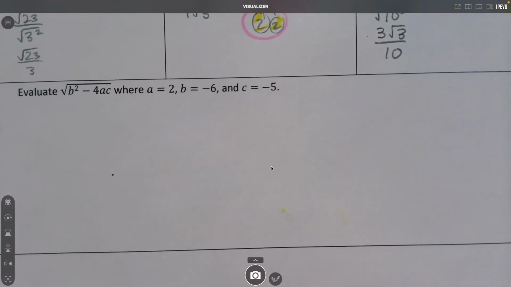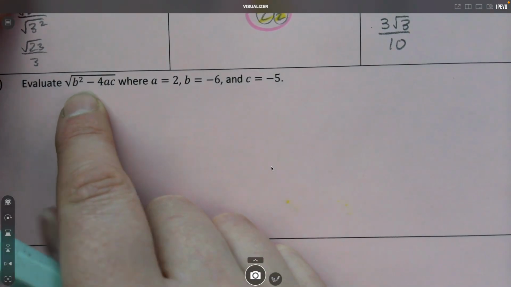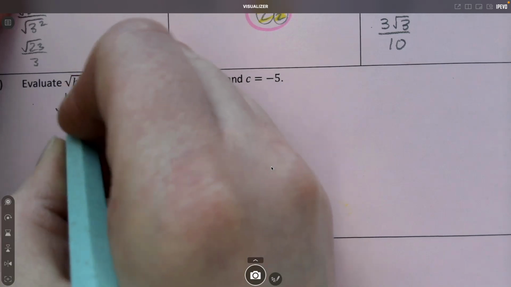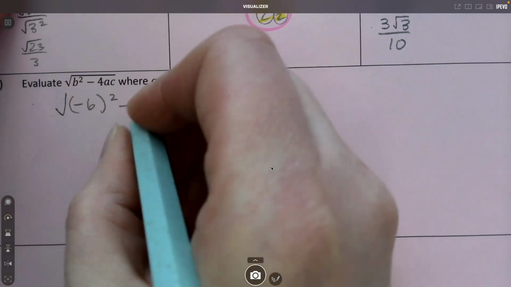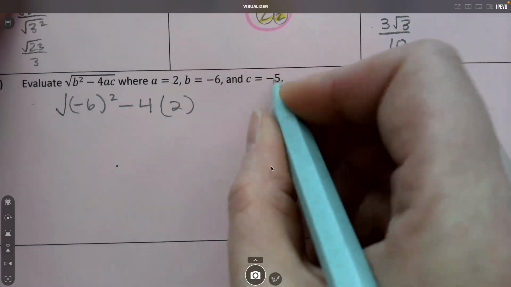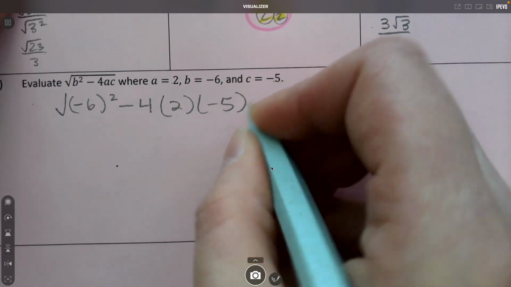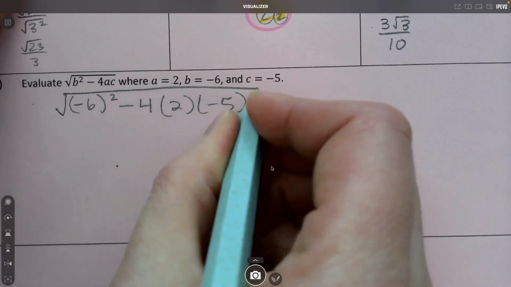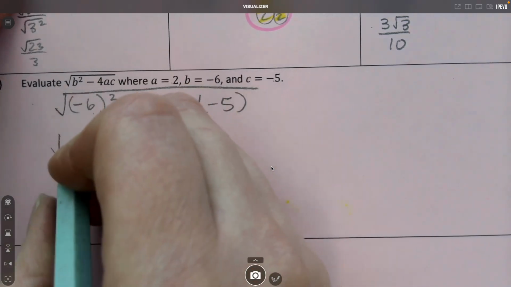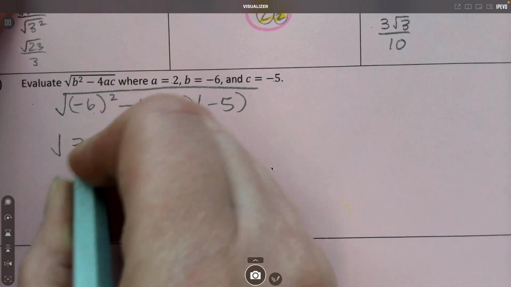And our very last problem, another one where we're substituting into a square root. So square root of b squared is going to be the quantity negative 6 squared minus 4 times a is 2 and c is negative 5. All right, so order of operations says do my exponent first. So negative 6 times negative 6 is a positive 36.